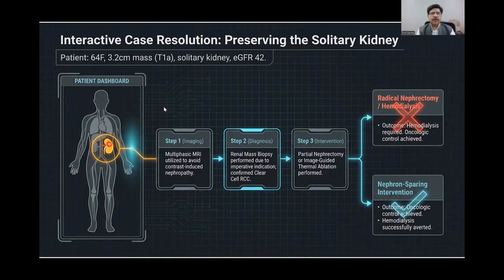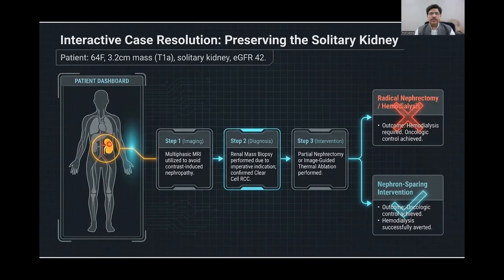Now, you have got interactive case resolution, preserving the solitary kidney. In this vignette, a patient of 64 years has a 3.2 centimeter mass. It is a T1A because it's less than 4. It is T1A, solitary kidney, eGFR is 22. First one is multiphasic MRI. Why not CT? Because I can't give a contrast dye because of the low eGFR.